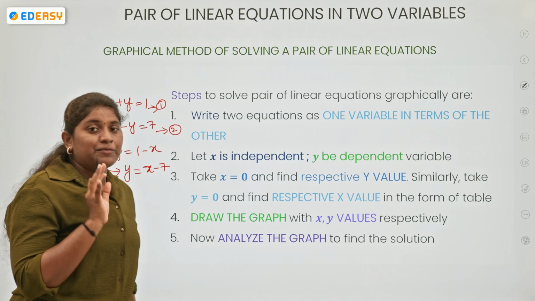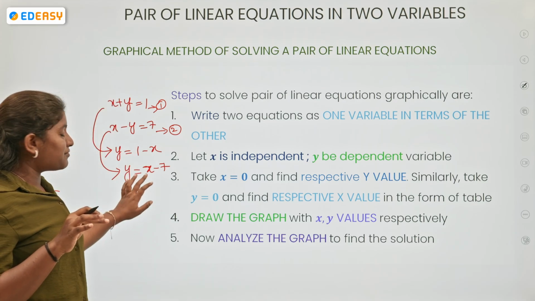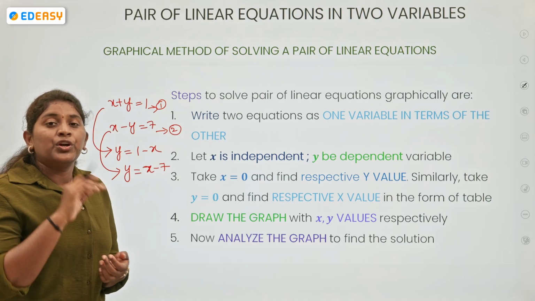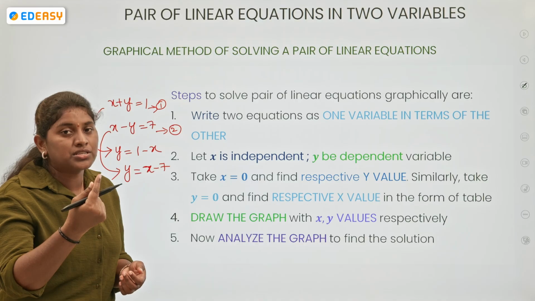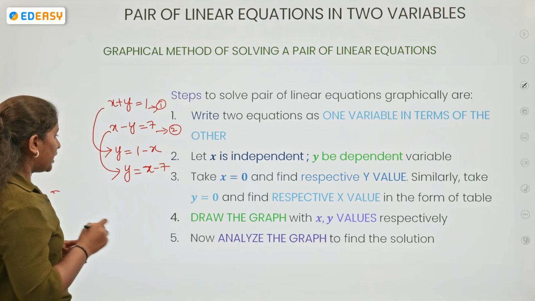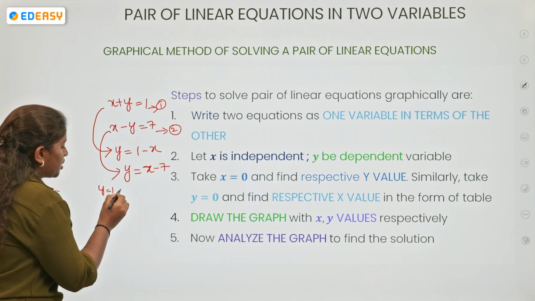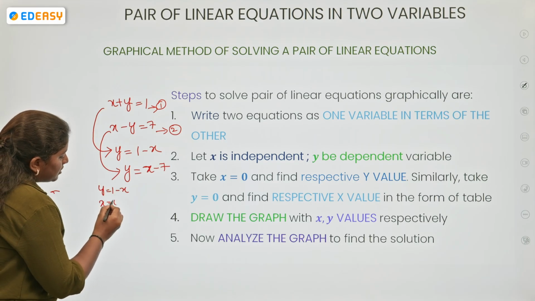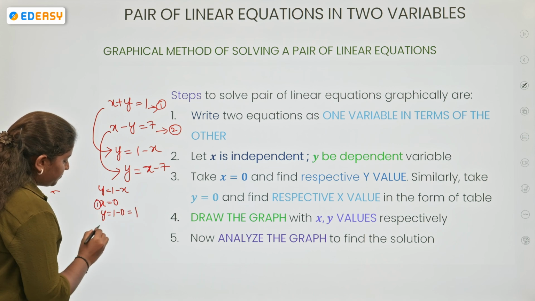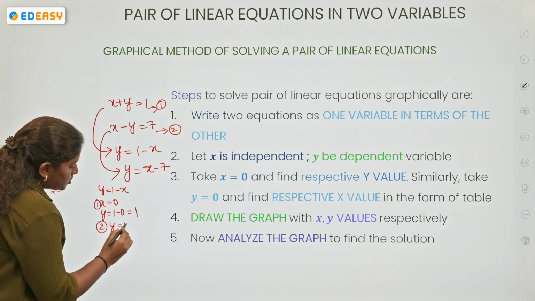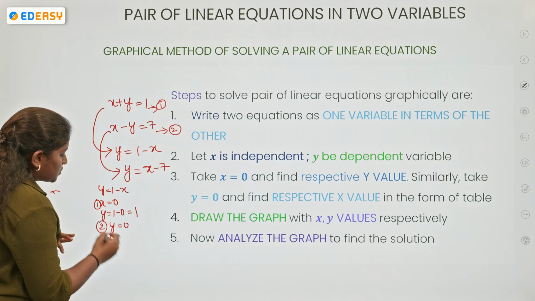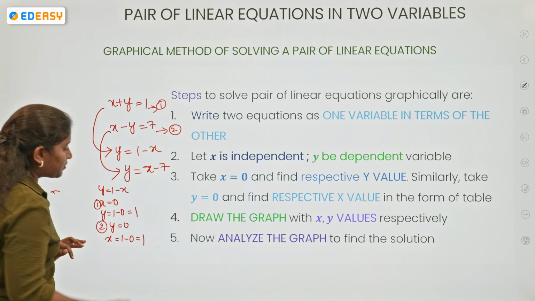Most of us know that we have to take random values for x and find the respective y values. But I suggest you take x equals 0 and get one point, and take y equals 0 and get one point. For y equals 1 minus x, I am going to take x equals 0, y will become 1 minus 0 which is nothing but 1. This is your first point. And for the second point, take y equals 0. After taking y equals 0, what is your x value? So x will become 1 minus 0 which is nothing but 1.